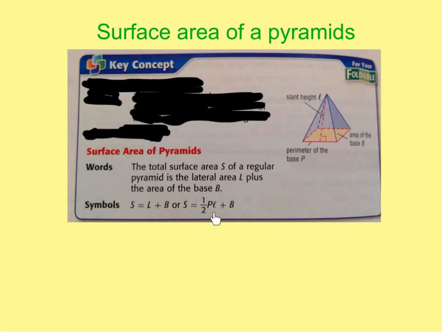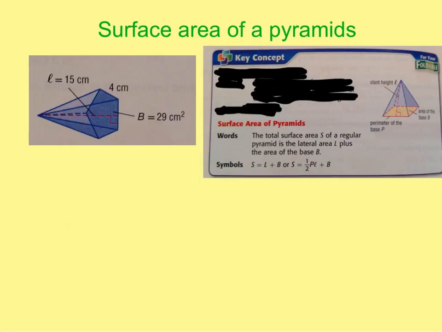Now if you notice, this is the formula to find the lateral area. So really this formula and this formula are the same. This is just saying I have to find the lateral area, so 1/2 the perimeter times the slant height, and I'm going to add the area of the base. Alright, let's try finding the surface area here.